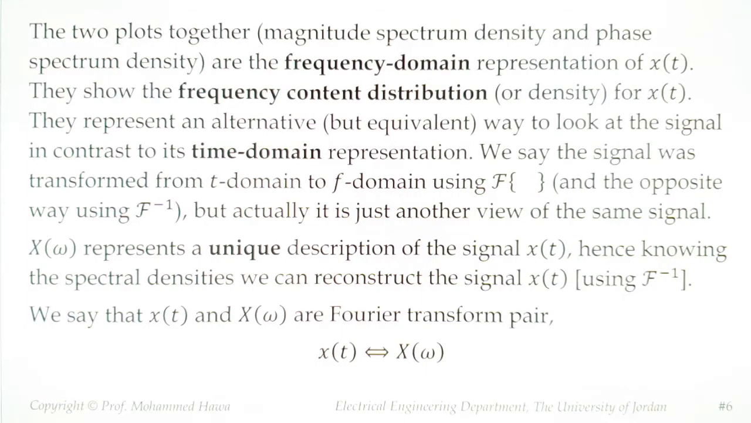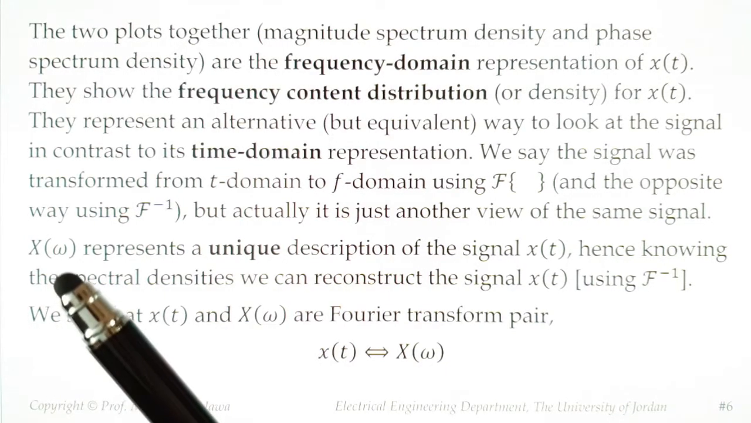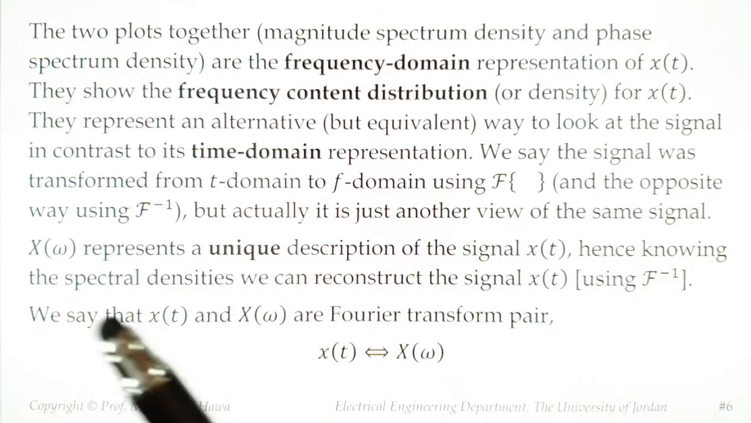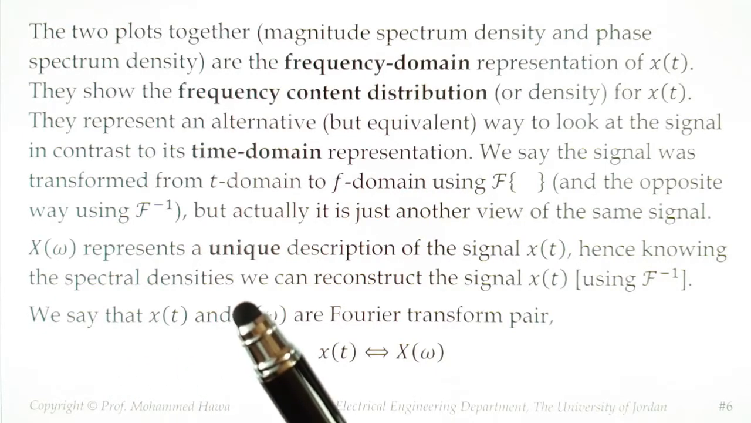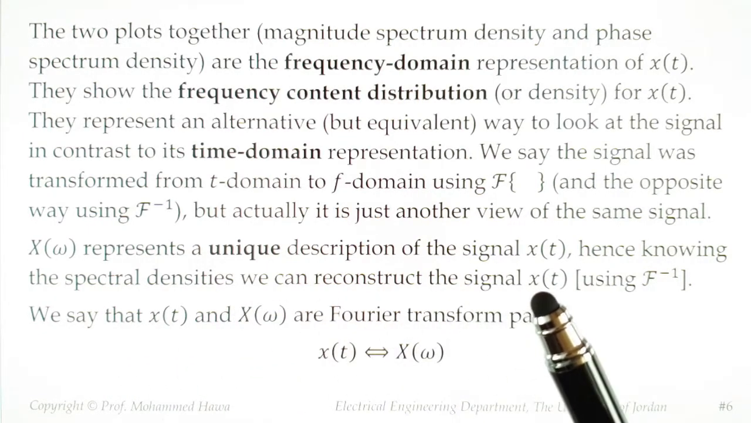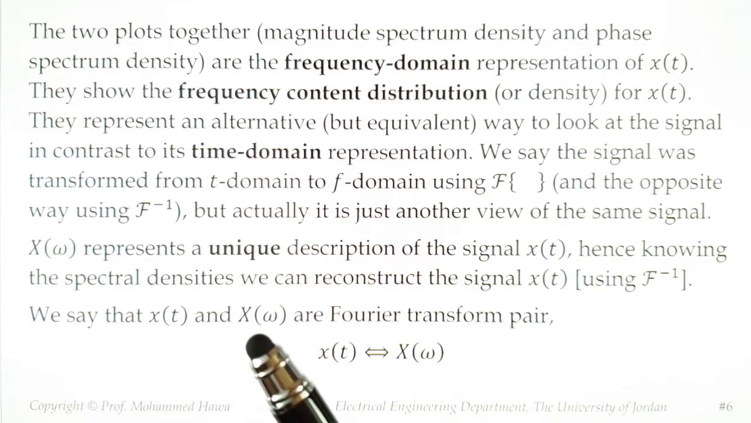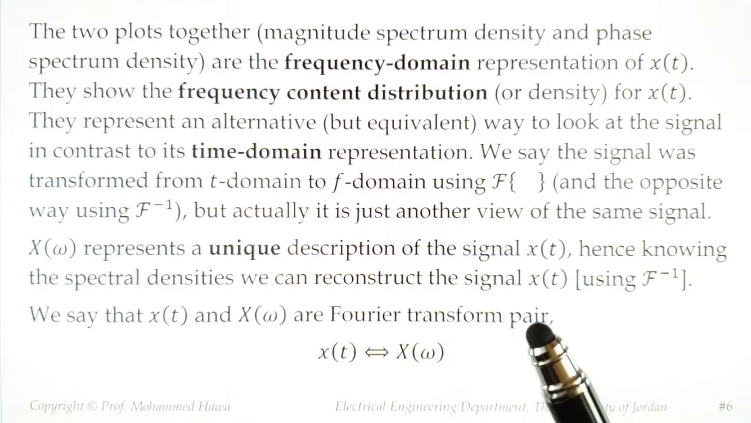Also, please understand that the transformation between time domain and frequency domain is unique. It is 1 to 1. Hence, X of omega represents a unique description of the signal x of t. And knowing the spectral density X of omega, we can reconstruct the signal x of t via Fourier inverse. To illustrate this uniqueness, this 1-to-1 mapping, we say x of t and X of omega represent a Fourier transform pair. And we write it like this. We say x of t corresponds to X of omega and X of omega corresponds to x of t.